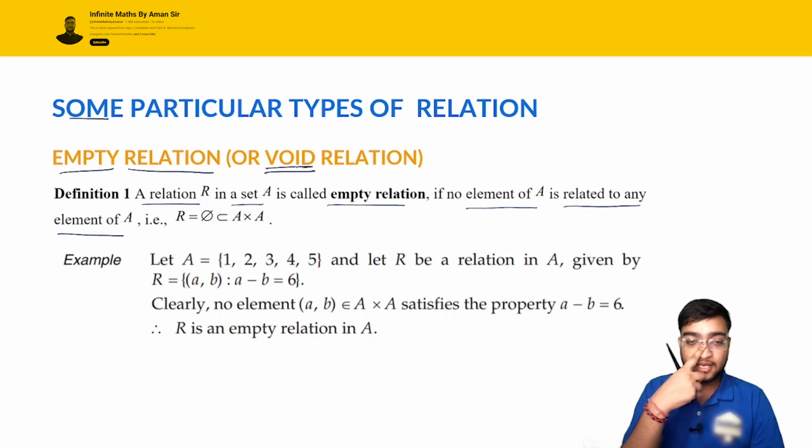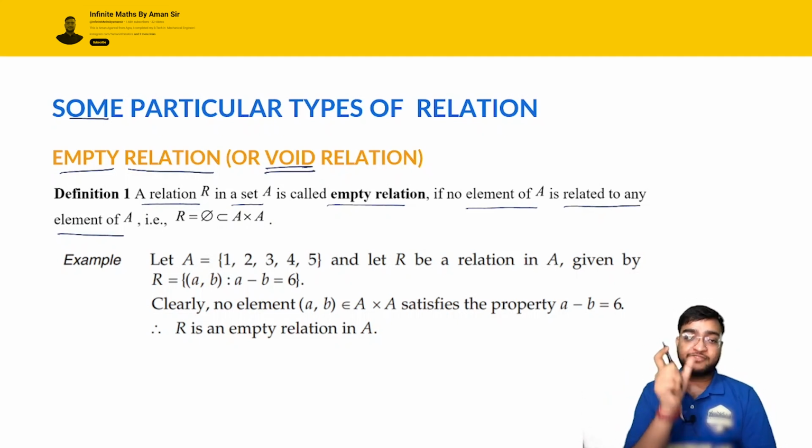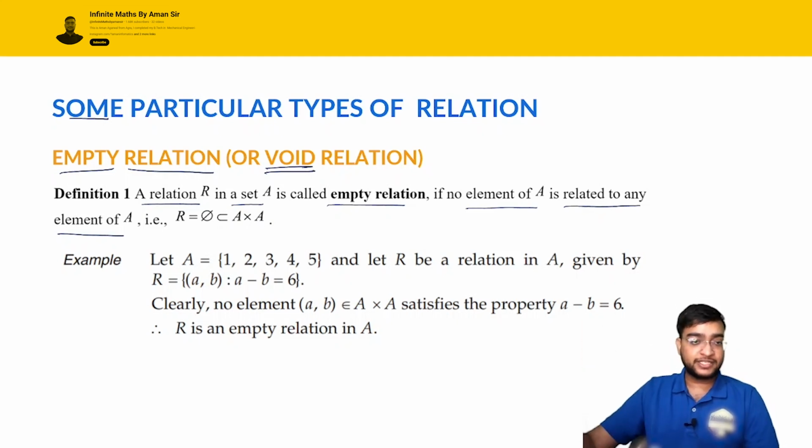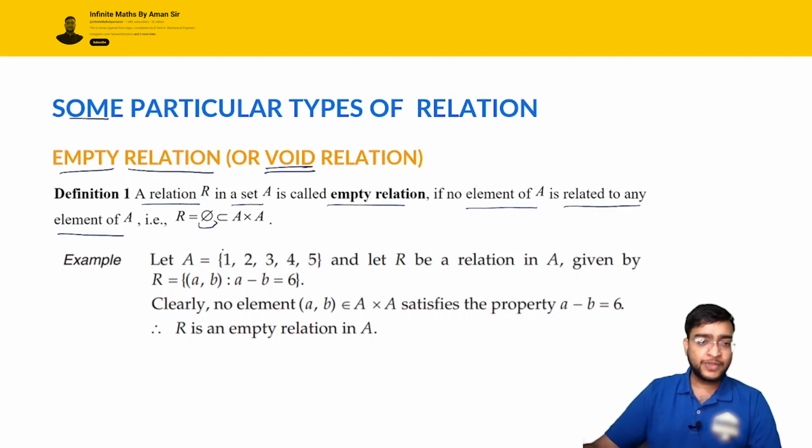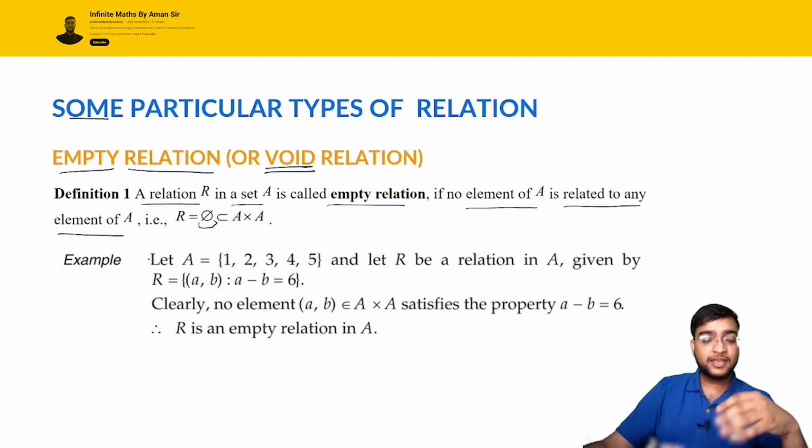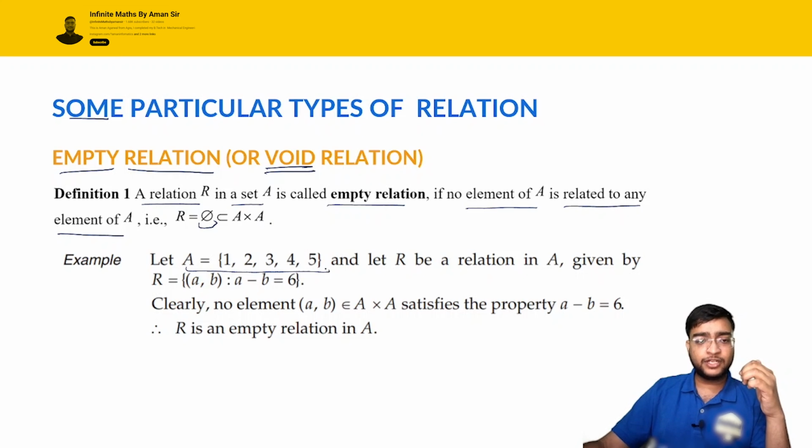Another name for the empty relation is the void relation, or you can just say this is the phi set here. Let's take one example also. This is my second example: if I take the set A as 1, 2, 3, 4, 5 here, let R be the relation given by this.